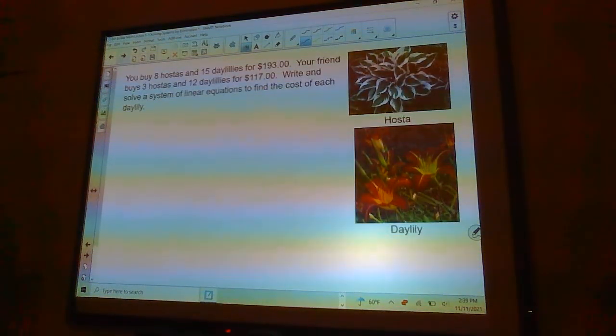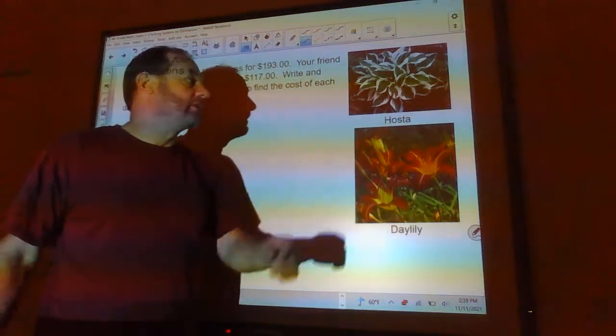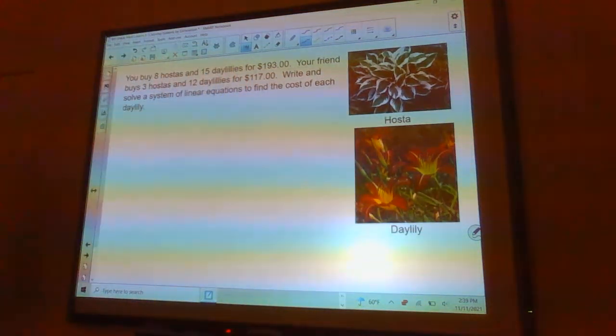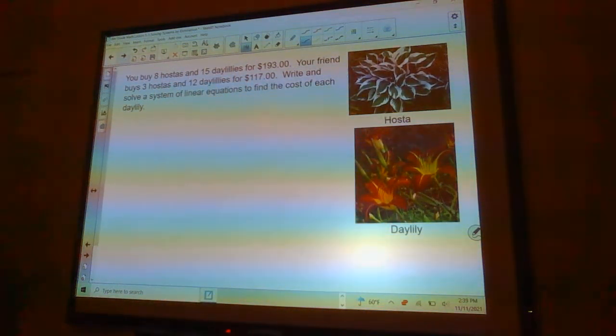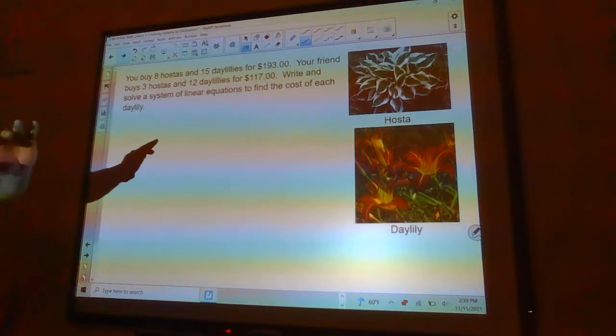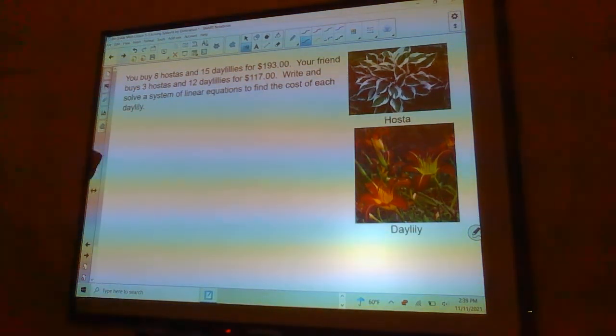Ooh, story problems. Gotta love those. You buy 8 hostas. This is a hosta, by the way. Very lovely little plants. They like shade. Okay. 8 hostas and 15 daylilies for $193 because you were loaded after payday and you love flowers. Okay, so your friend buys 3 hostas and 12 daylilies for $117 because he's loaded too and he doesn't like flowers quite as much as you do. Okay, so write and solve a system of linear equations to find the cost of each daylily.